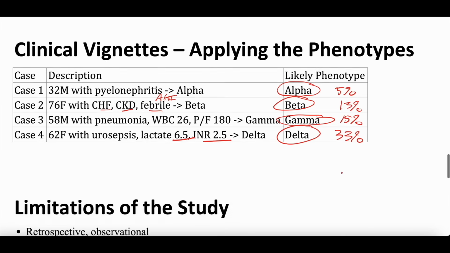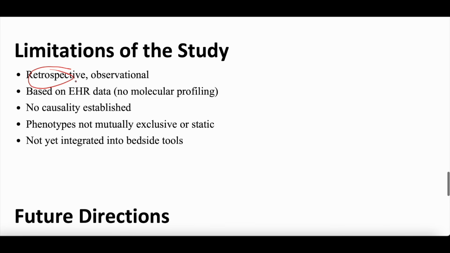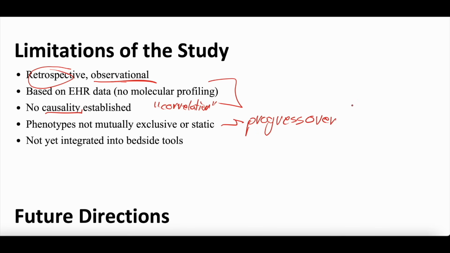Okay, so this study, obviously lots of limitations. It was retrospective, it looked backwards, it was observational. They used kind of electronic health record data. Causality was not established. This was all kind of correlation. There will be future studies on this that'll help us understand if there's causality. Phenotypes were not mutually exclusive or static, right? Do these change or progress over time? This just looked at within 6 hours. At 24 hours, do these phenotypes still stand? All that kind of stuff. And it's not yet integrated into the clinical arena, so this is all food for thought.